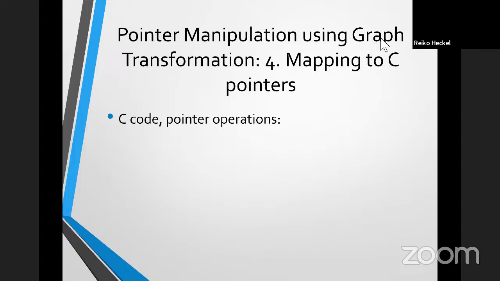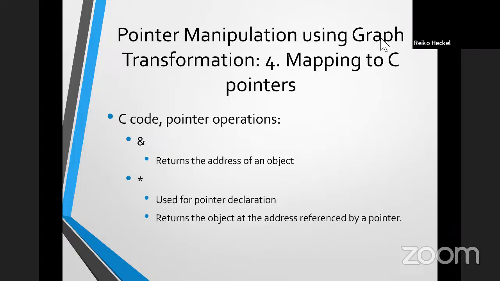So the C components, as you guys know, have different operations, right? It's notation, I should say. So they have this particular one, like the ampersand. And of course, the ampersand returns the address of the object. We also have the asterisk. And that is to get the dereference, and also returns the object at the address referenced by a pointer. Now, we have to map that to what we just saw with the graph information. Okay?